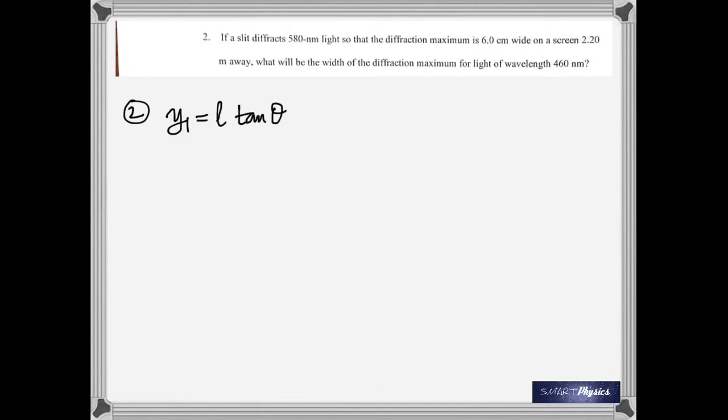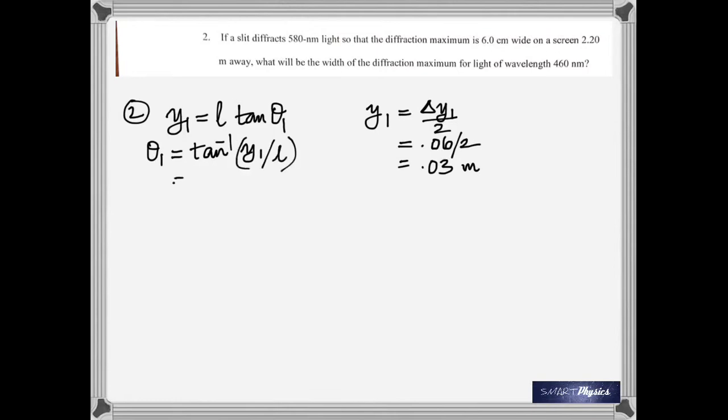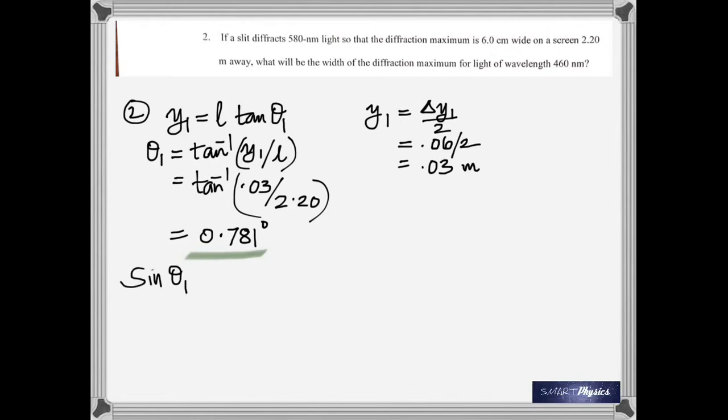From the last problem, we saw y1 is L tan theta 1. And y1 is actually half of the width of the central maximum. Remember that? y1 was half, because delta y1 here is the width of the central maximum. It's given as 0.06 meters, so that's 0.03, from which you can find theta 1. Make theta 1 the subject and substitute, and you get the angle, it's 0.781 degree.